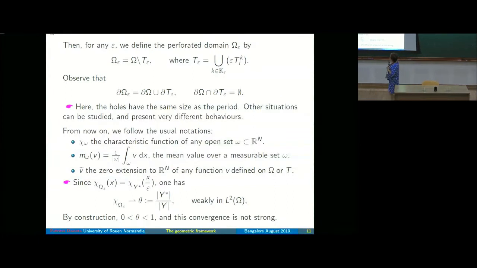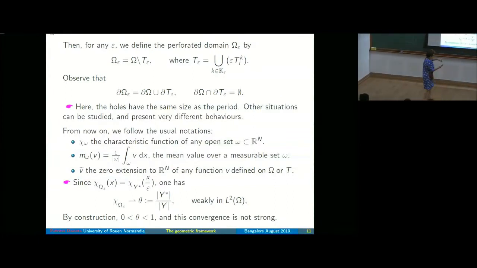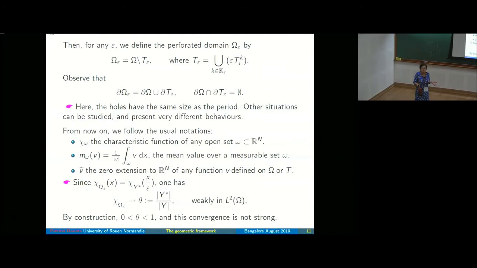So what we have to emphasize is that if the hole is not empty, which is the interesting case, then Y* is not equal to Y. That means that theta is strictly lower than 1, and obviously theta is not 0 because Y* has some measure. So this convergence is weak and not strong, as we know.